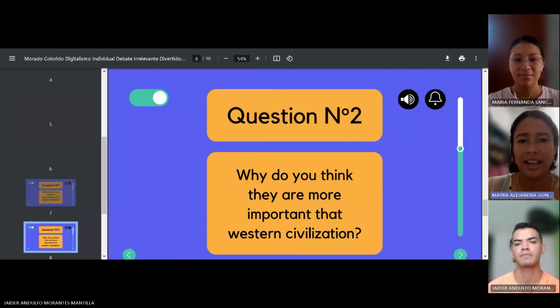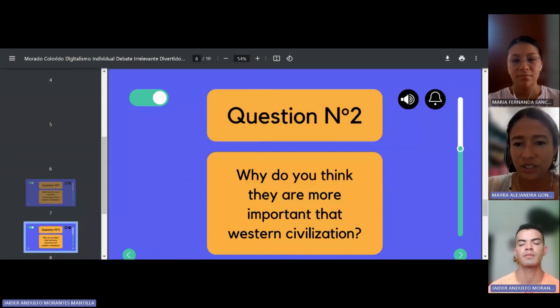The three pieces of evidence that I have are: number 1, religious influence. Eastern countries such as India, China, and Japan practice religions like Hinduism, Buddhism, and Confucianism, which prioritize communal values and social harmony. Number 2, respect for elders. In Eastern cultures, elders are revered and serve as decision makers, contributing to a social structure that values wisdom and experience.